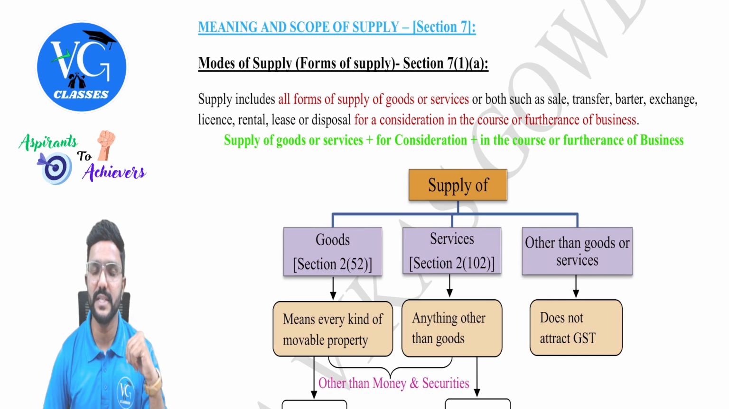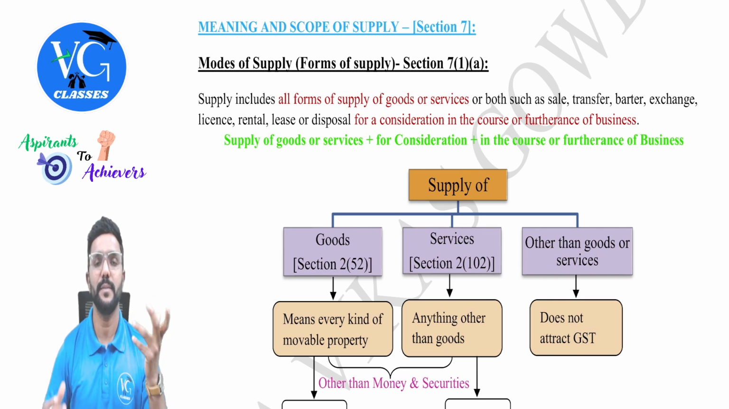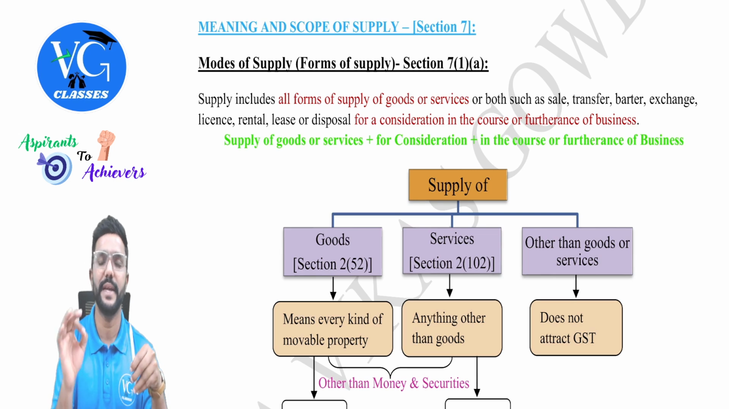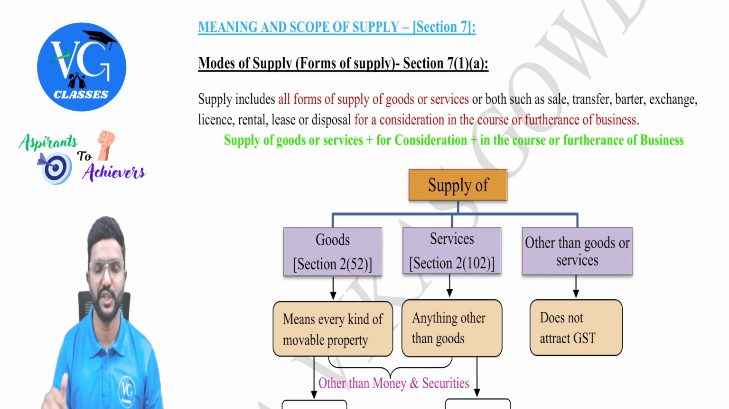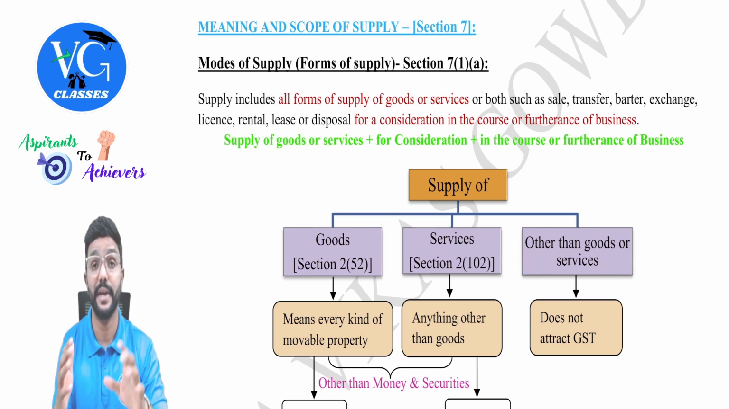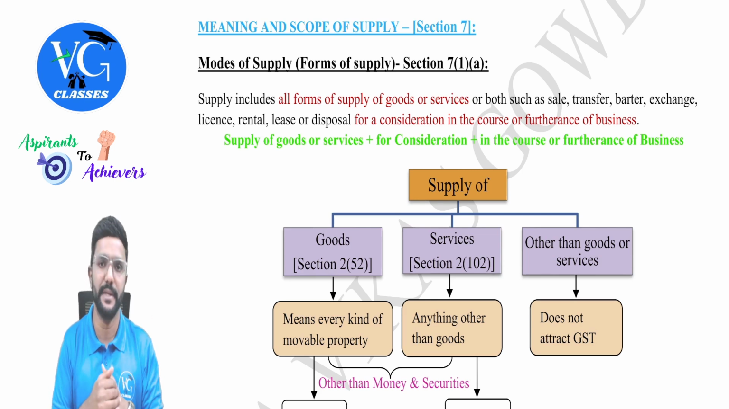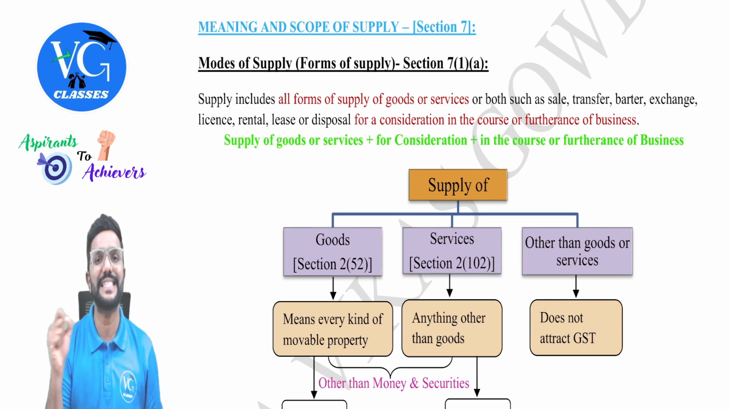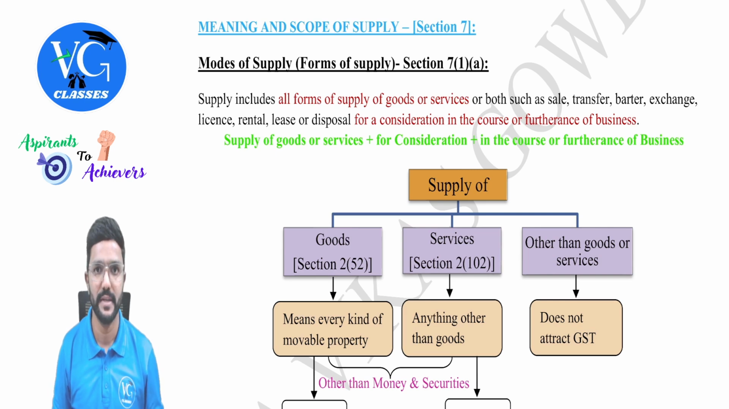So for both of us, is it a supply? Yes. Money is not involved, still we can calculate the value of supply on which GST is applicable. In that case, consideration is there, but not in money. Then the value of supply on which GST is applicable will be decided as per the valuation rules, guys. But valuation rules are not a part of the CA Intermediate syllabus.